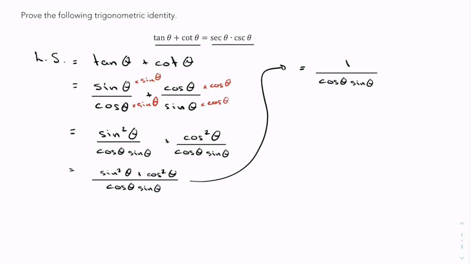And that looks good because remember, secant is 1 over cos, and cosecant is 1 over sine. I basically have that over here. I just have to separate this fraction into its two parts, as a product. And I end up with secant theta times cosecant theta. And that completes our proof of this trigonometric identity.